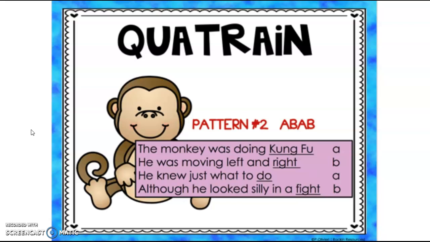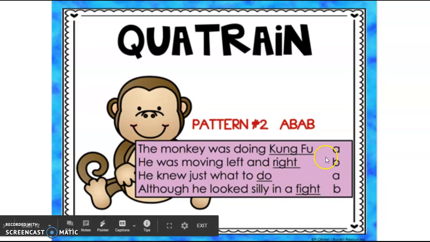Our example is: the monkey was doing kung fu. He was moving left and right. He knew just what to do, although he looked silly in a fight. So kung fu and do rhyme, right and fight rhyme.